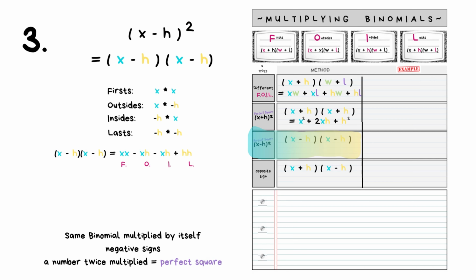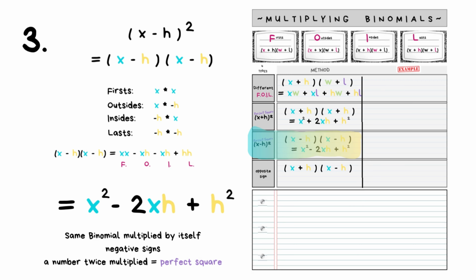Let's look at what happens when we FOIL a perfect square with subtraction. First, x times x. Outsides, x times negative h, which is negative xh. Insides, negative x times h, which is negative xh. Lasts, negative h times negative h. Remember, negative times negative is positive, so the last term is h squared. To put that all together, we have 1 x squared, 2 of negative x times h, and 1 positive h squared.